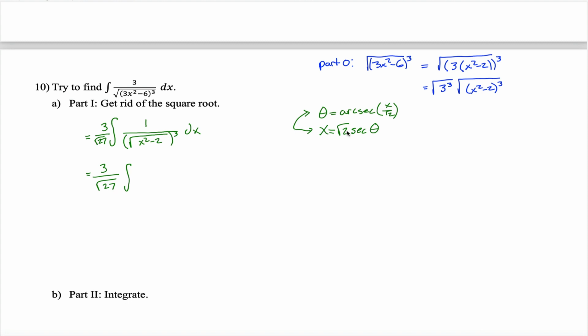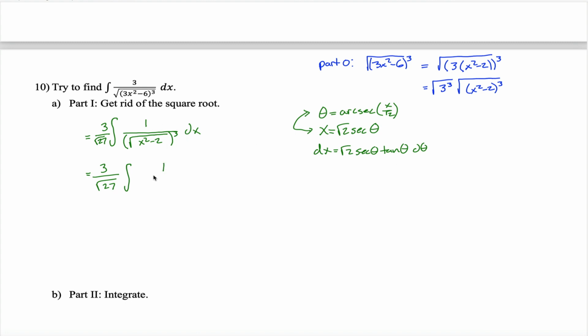The one without the inverse trig functions is the one we're going to want to take derivatives of, so I got dx is equal to root 2 times the derivative of secant of theta. The derivative of secant is secant times tangent, so I get secant theta tangent theta d theta. It's ugly, but I have all the pieces necessary to substitute in here.